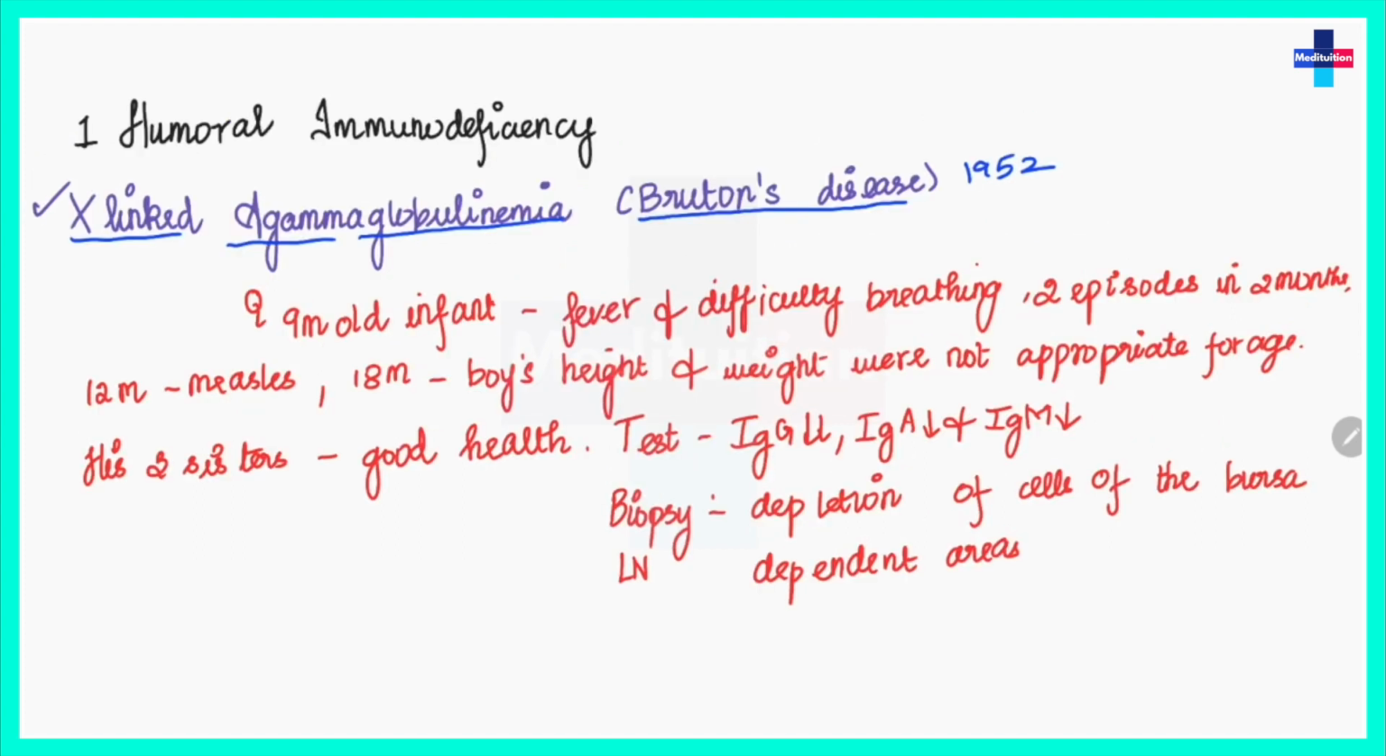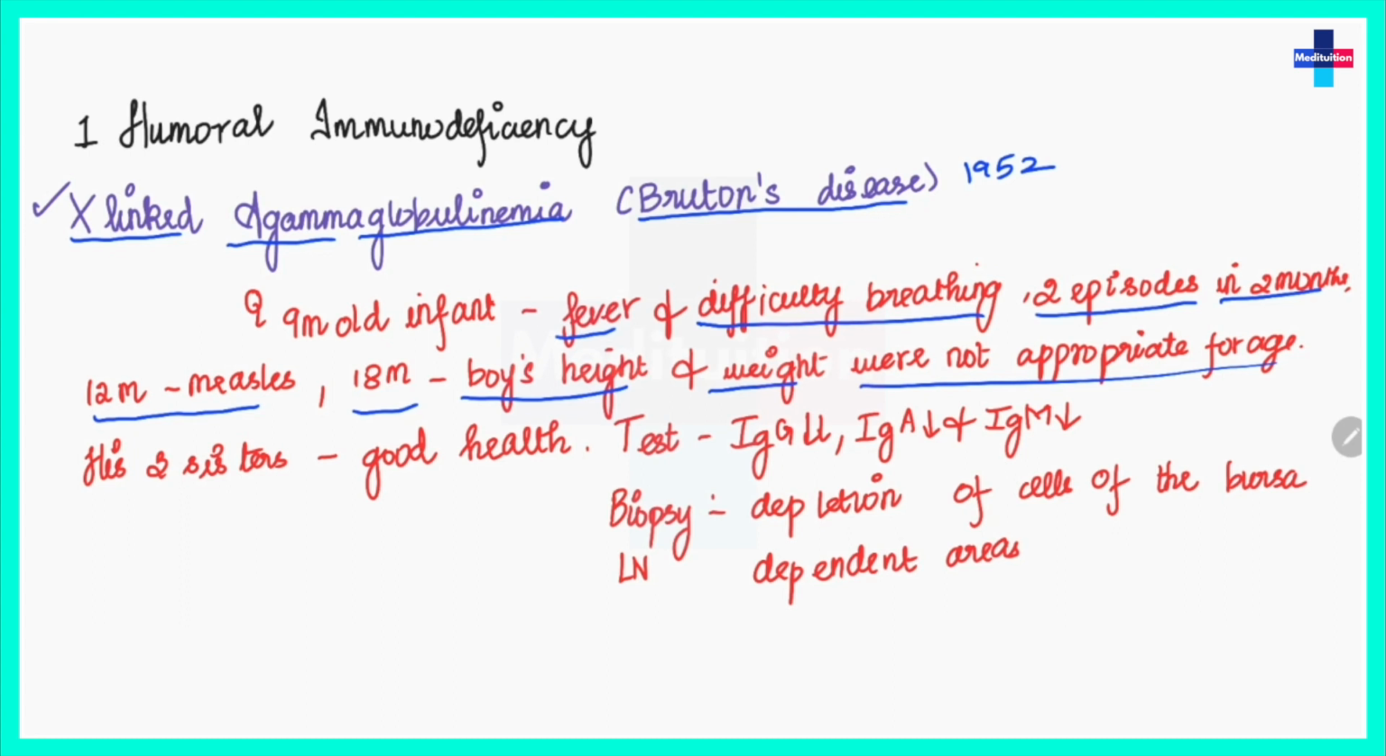There is a clinical case that I have written here. There is a 9-month-old infant. This infant was brought to the hospital with symptoms of fever and difficulty in breathing. His mother reported that he had 2 similar episodes in the last 2 months. Then he got treatment for it and was sent back home. Then again at 12 months, he came with measles. Again after treatment, he recovered, and at 18 months, it was noted that the boy's height and weight were not appropriate for his age.